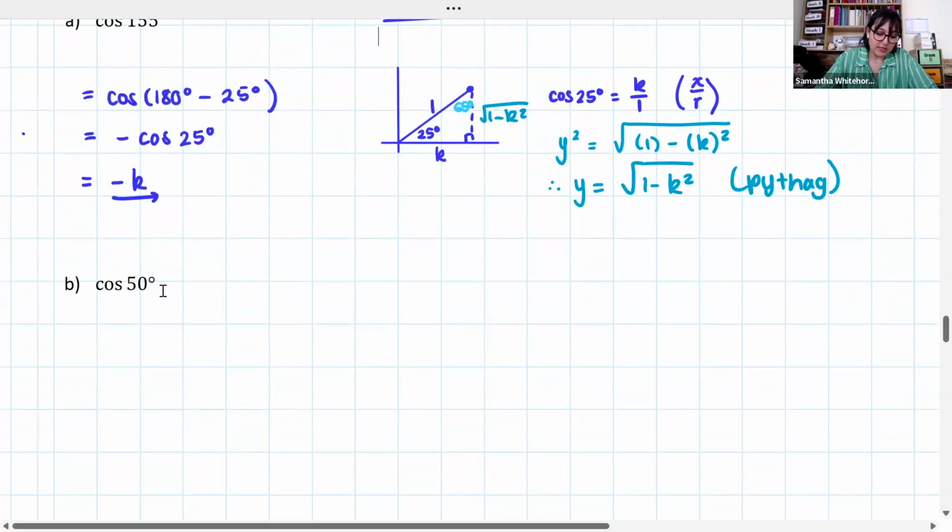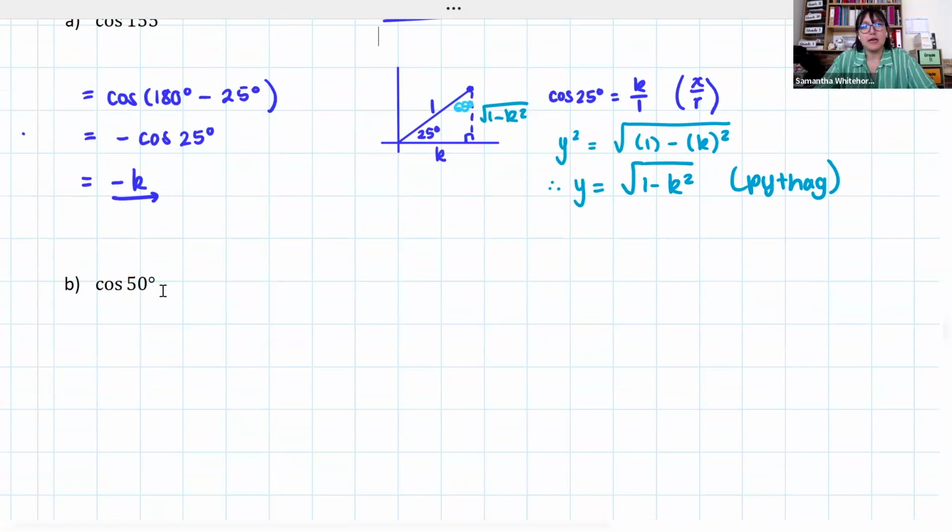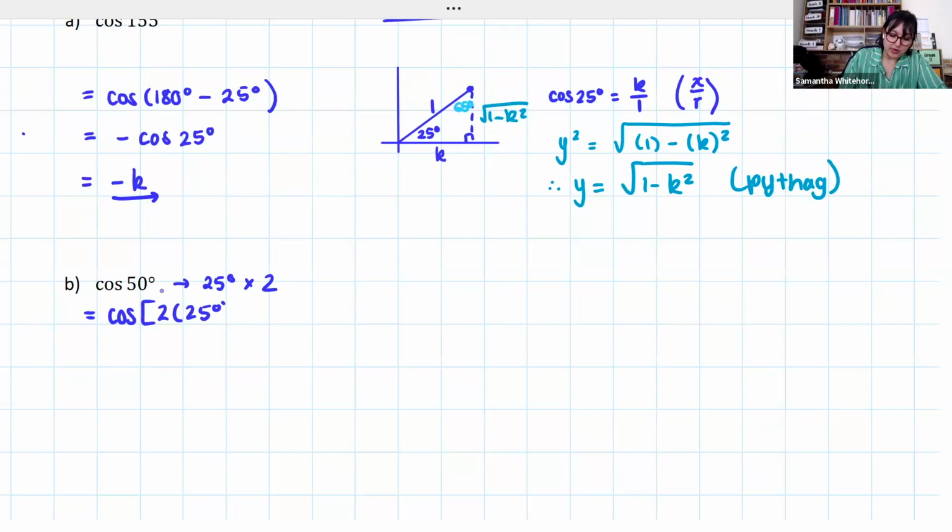Right, if we now look at the second question, we have been given cos of 50 degrees. Now again, look out for things like reductions, double angles, etc. And in this case, we can see that if we take the 25 degrees we started with and we double it, we end up with 50. So this cos 50 can actually be broken down into a double angle concerning the 25 degrees. And now we can start applying our double angle formula.